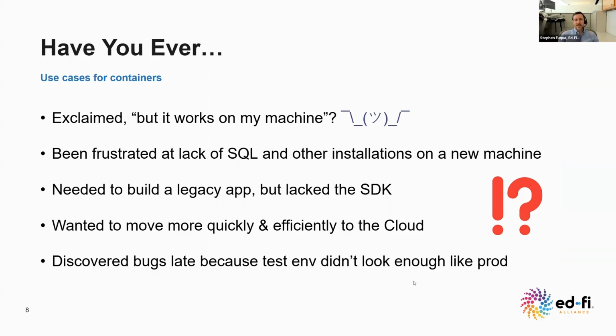So some use cases. Have you ever had the experience of saying it works on my machine? Most of us probably have. Been frustrated at lack of SQL or other installations on a new machine. I needed to build a legacy app but lacked the SDK. Wanted to move quickly and efficiently to the cloud. Discovered bugs late because the test environment didn't look enough like prod. All reasons to think about containers.